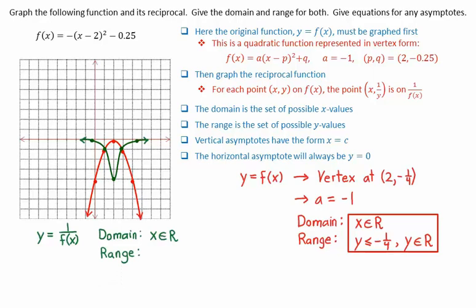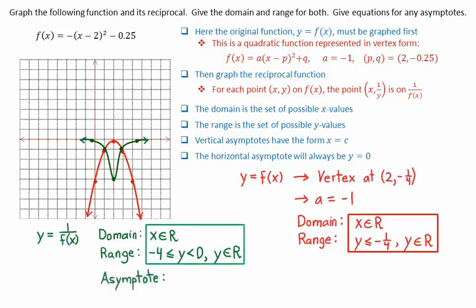As for the range, note that the minimum possible y value corresponding to the vertex of the original function is at -4. We also have to pay attention to the horizontal asymptote at y equals 0. We therefore have a range of -4 less than or equal to y less than 0. And y is an element of the set of real numbers.